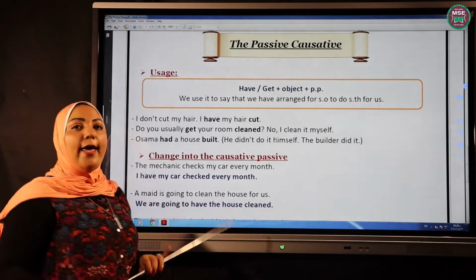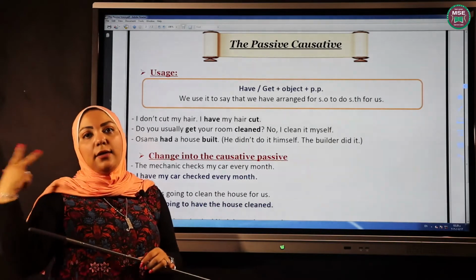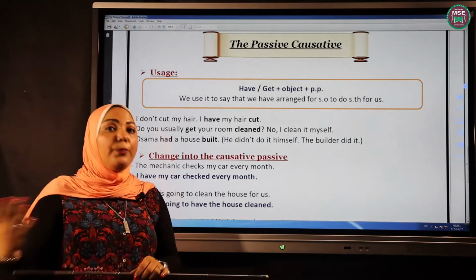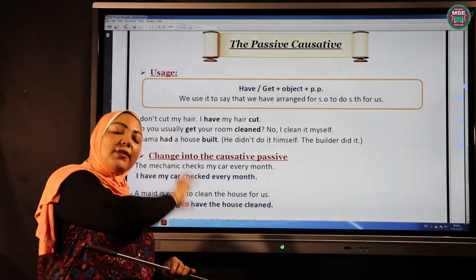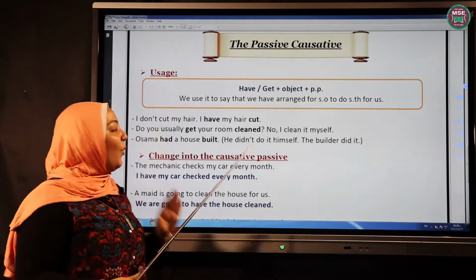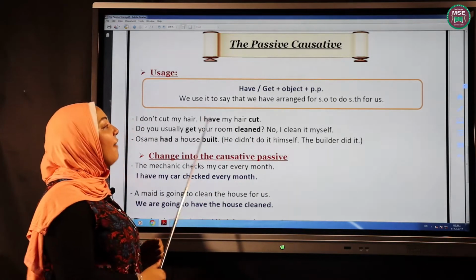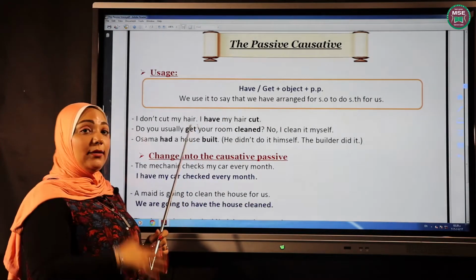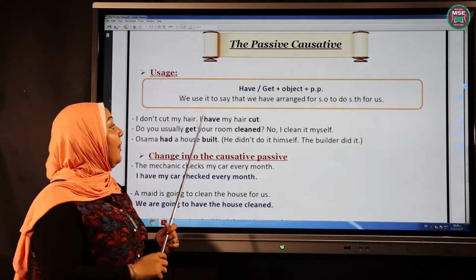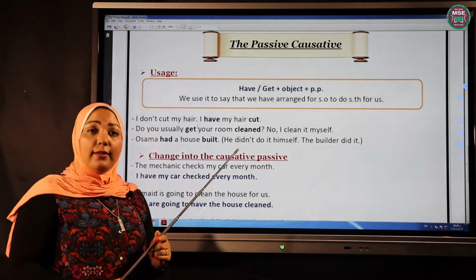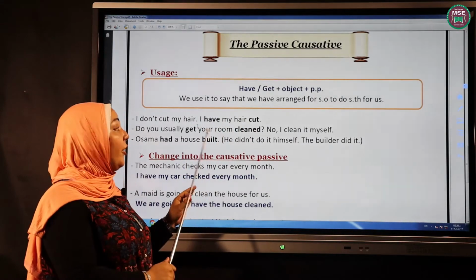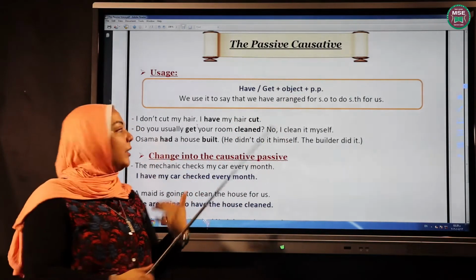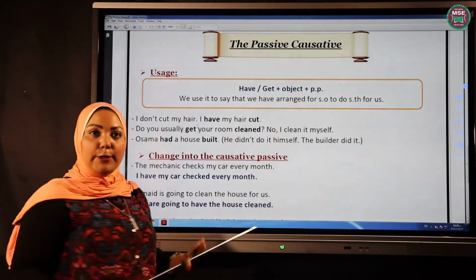I don't cut my hair. Of course, you don't cut your hair yourself. You go to a hairdresser or maybe the barber to do that. So you ask someone else to do that for you. How can I express this? I have my hair cut. As you see here, we started with the person that gets the service, I, and then we put have in the required tense, and then the object, which is my hair, and then the past participle, cut.